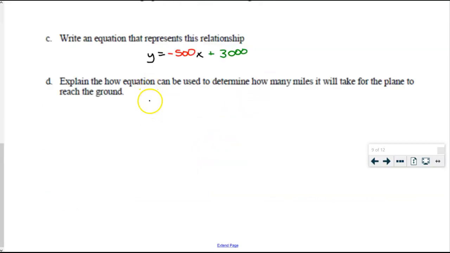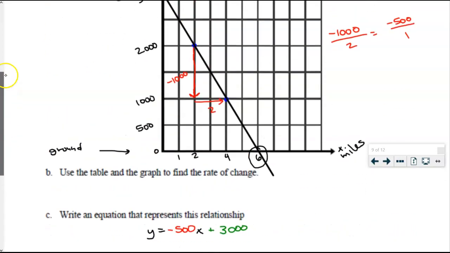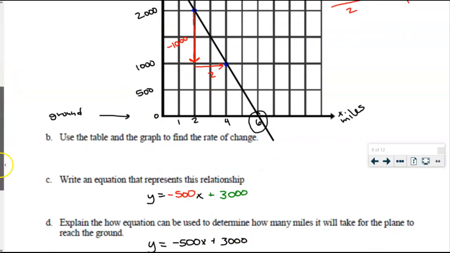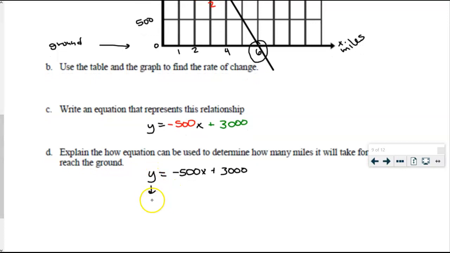We're using it in the same way. So again, if I've got this equation as y is equal to negative 500x plus 3,000, what I'm telling you is the y value is 0, because the y value is 0 means I've reached the ground, an elevation of 0. So I'm just going to substitute the y for a 0, plug it in, and solve to figure out what the x value is.